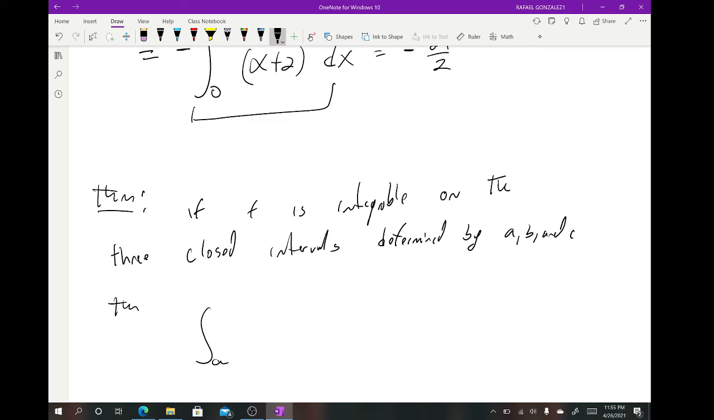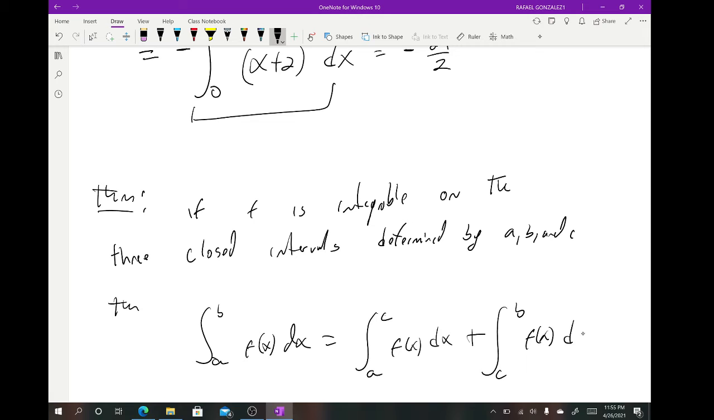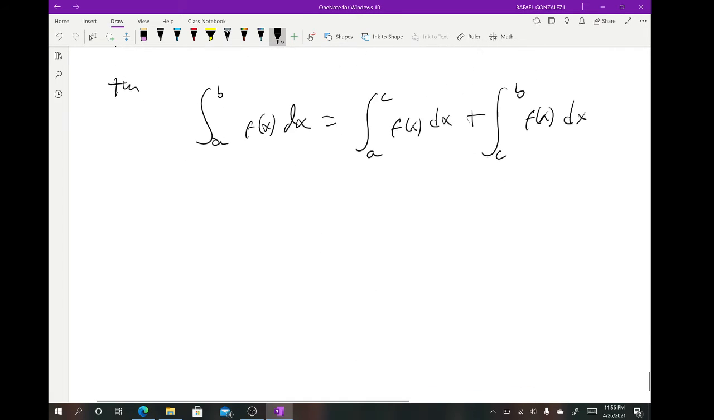If you have an interval, let's say from A to B, for f of x dx, then you could actually go from A to some middle number C. So C is in the interval A to B. Okay, C is some number in between A and B. So you could go from A to C and then add the integral from C to B. So you could split the integral into two pieces. So for example, say your function looks like something like this.